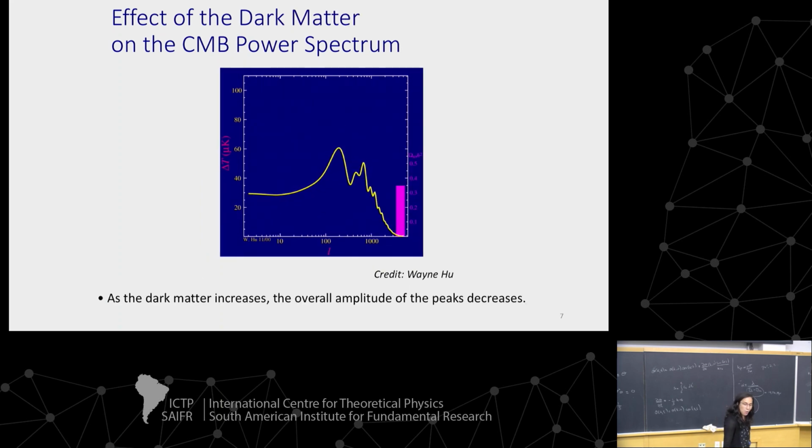Now let's take a look at what happens when we add dark matter. As the dark matter increases, the overall amplitude of the peaks decreases. We already understood this. We are changing the photon component, which is causing this effect in which when we add dark matter, we see less amplitude of the acoustic peaks.